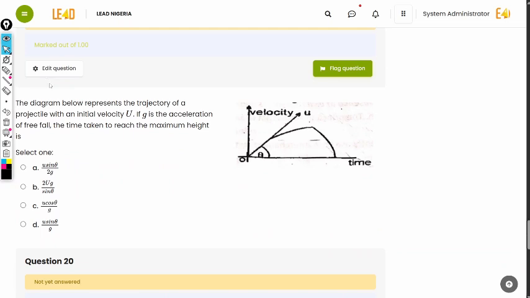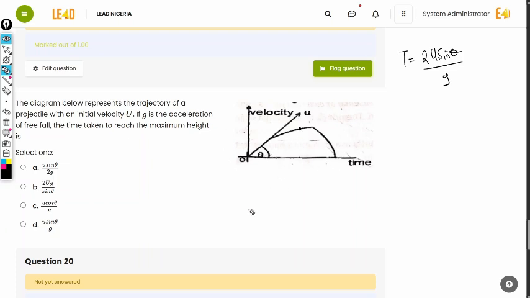Question 19. The diagram below represents the trajectory of a projectile with an initial velocity u. If g is the acceleration of free fall, the time taken to reach a maximum height is... The time taken for the entire projectile motion, which is the formula you should have memorized, is 2u sine theta over g. That's the formula for time of flight, the time to go up to the maximum height and then come all the way down.